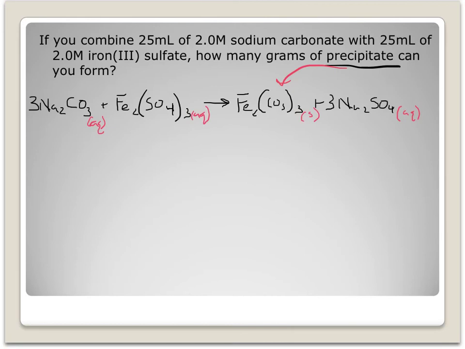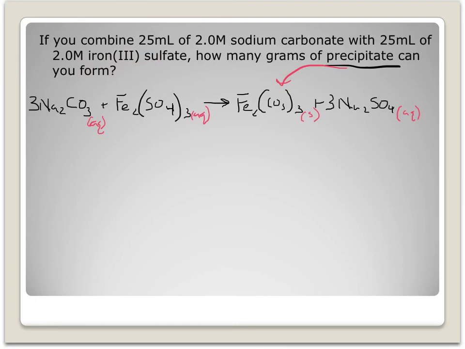Now, if you look at the question, we have 25 milliliters of 2 molar sodium carbonate and 25 milliliters of 2 molar iron 3 sulfate. We have 2 ingredients here of different compounds. What does that mean for us? Let's say it together. It means limiting reagent problem. So we're going to do 2 stoichiometry setups here. Look at our 2 answers. Whichever one is smaller is the one that is correct. The one that's larger, that's in excess, and we can go ahead and cross that out because we'll never use that number again.